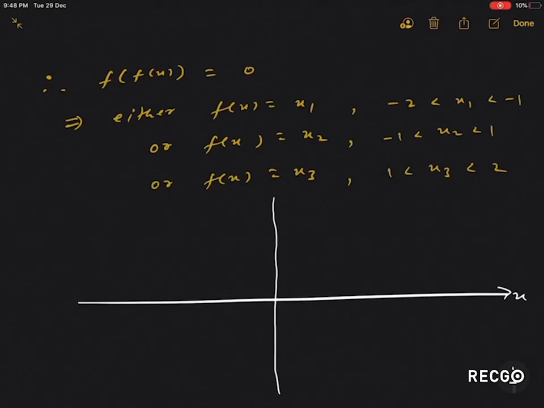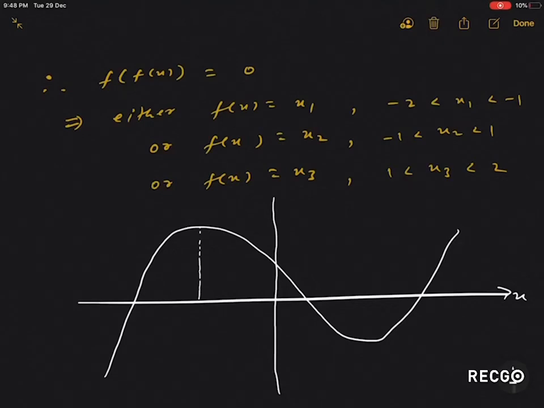This is the master stroke step of the entire solution, that you actually have to find the point of intersection of the graph of y equal to f of x and y equal to x1, y equal to x2, and y equal to x3. As you can see that the maxima of f of x is 3 and minima is -1, and in fact the global maxima is plus infinity, global minima is minus infinity.